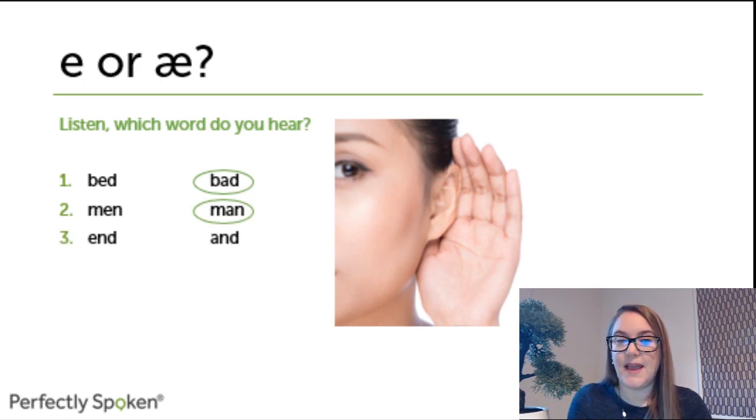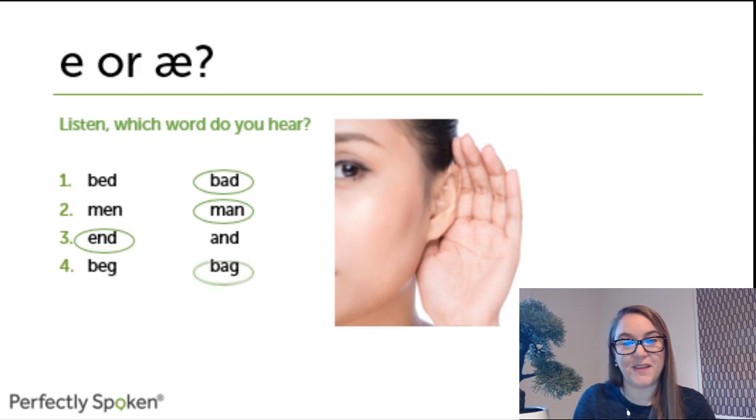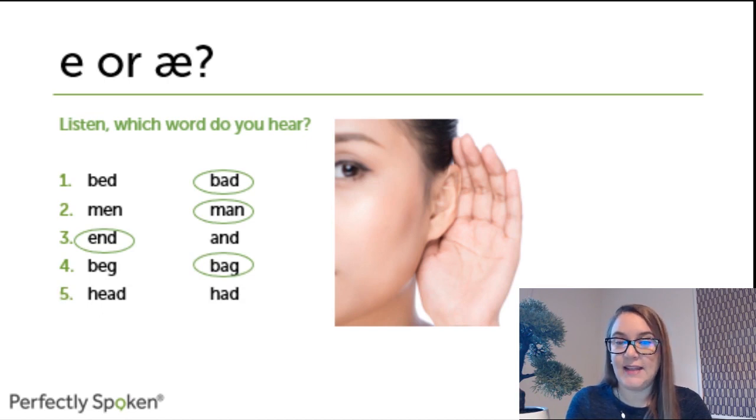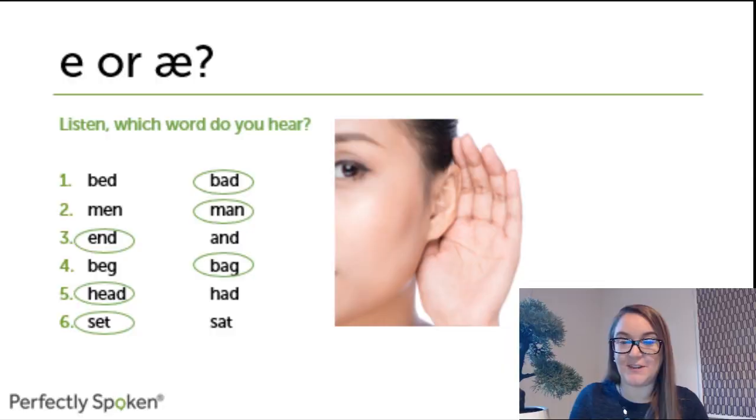End. This time it was eh. Bag. Okay, the ah sound. Number five, head. Really well done if you've got the eh sound there. And the last one, set. And again, it's the eh sound that you should have identified.